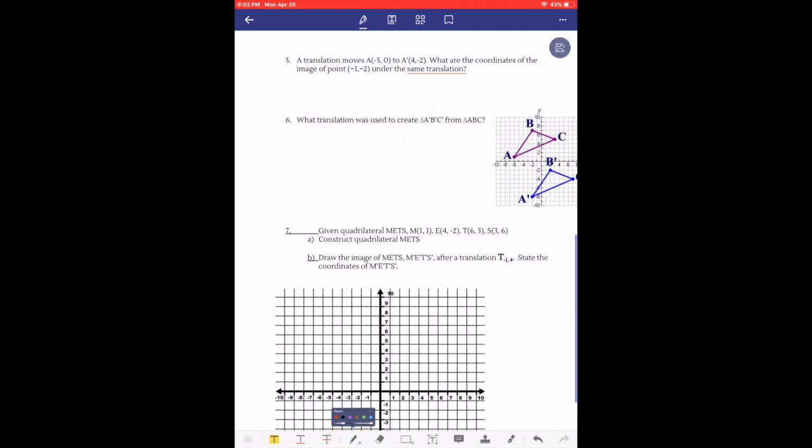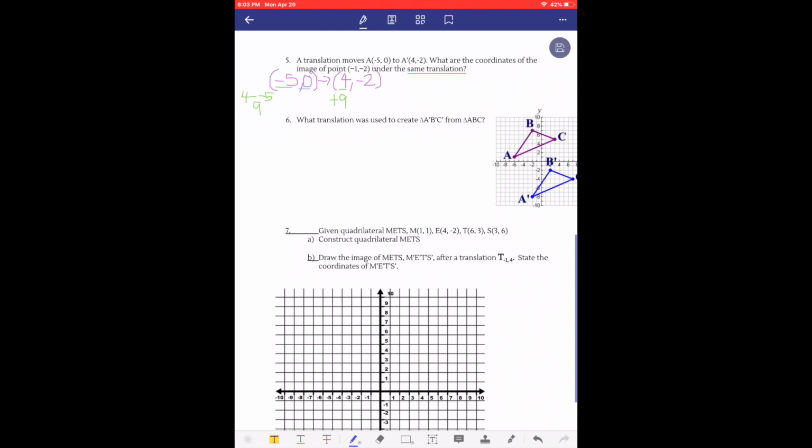So I want to look at first the x change. So it was -5 and then it became 4. Translations, we usually think addition. So the opposite of addition is subtraction because we're working backwards. So I'm going to take that 4 and subtract -5. When I do 4 minus -5, I'll get +9, which means that from -5, I added 9 to get +4.